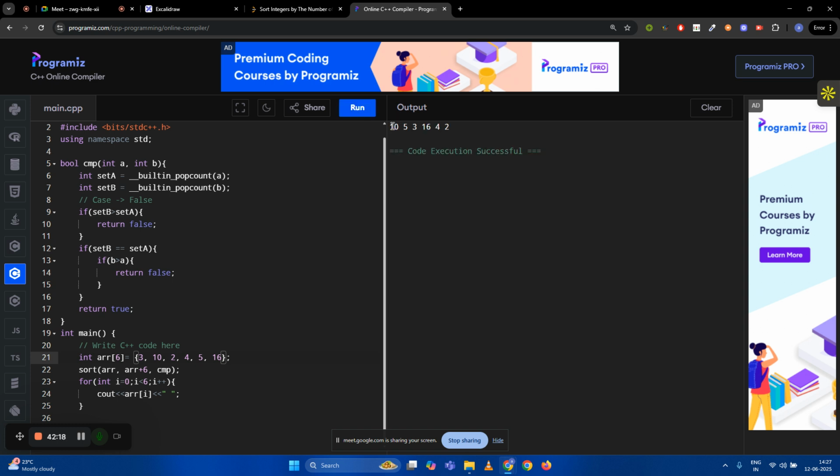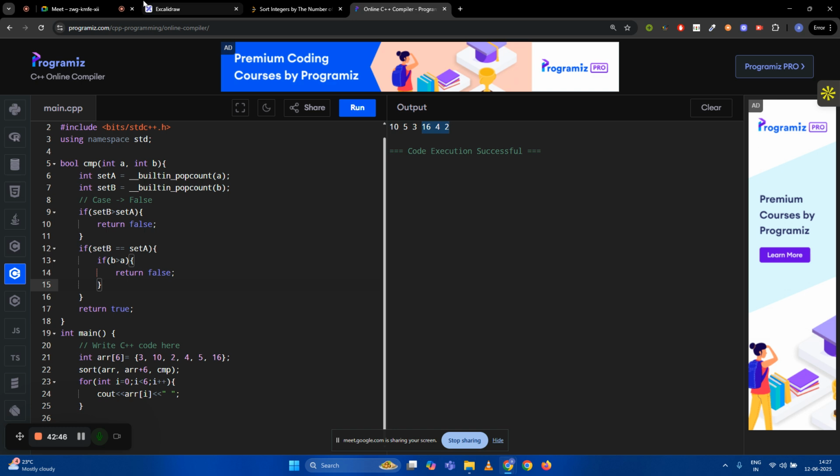See, the ones with more set bits came first. These numbers had two set bits, count as 2, and the number which is larger is written first. Like 10 is written first, then 5, then 3. These others had one set bit, so they are written later, and among them the larger number is written first. As simple as that. Now I hope everyone is clear with this comparator function.